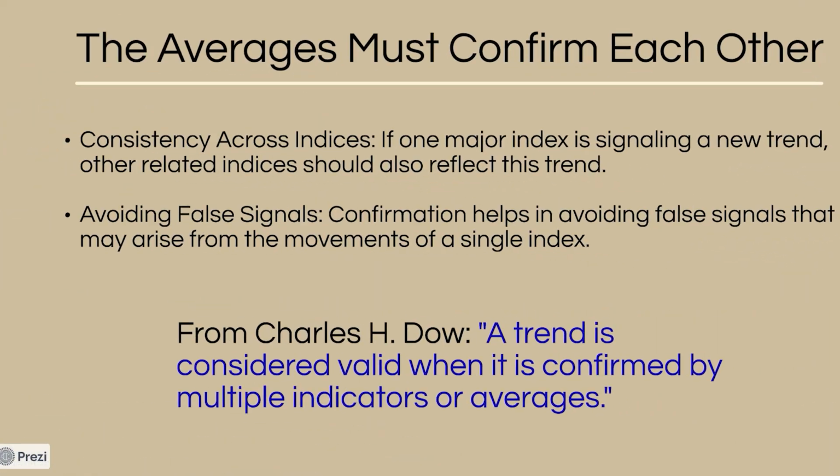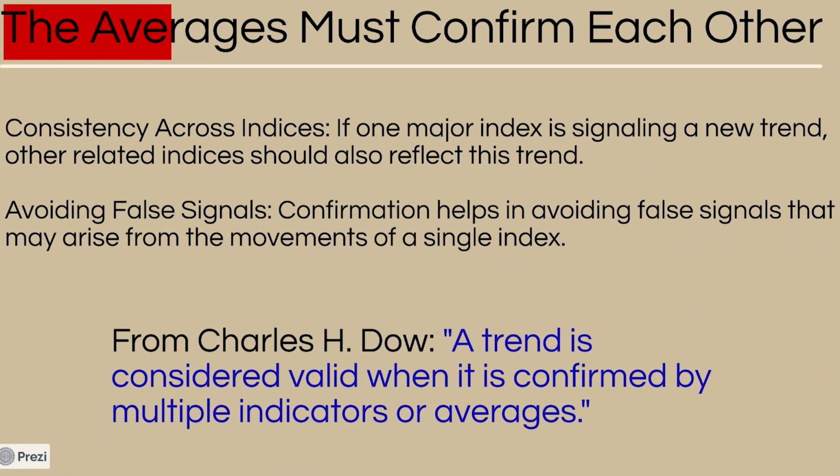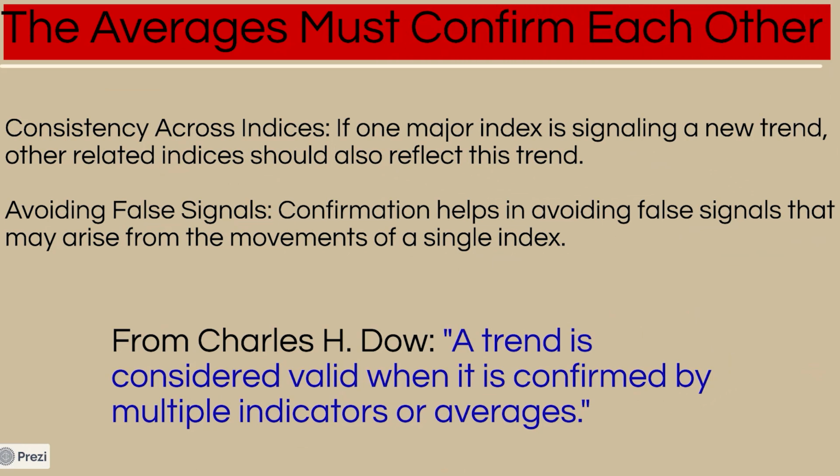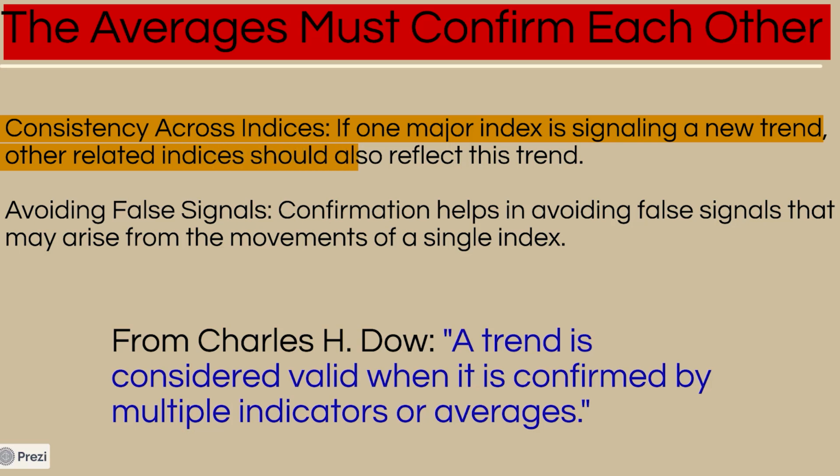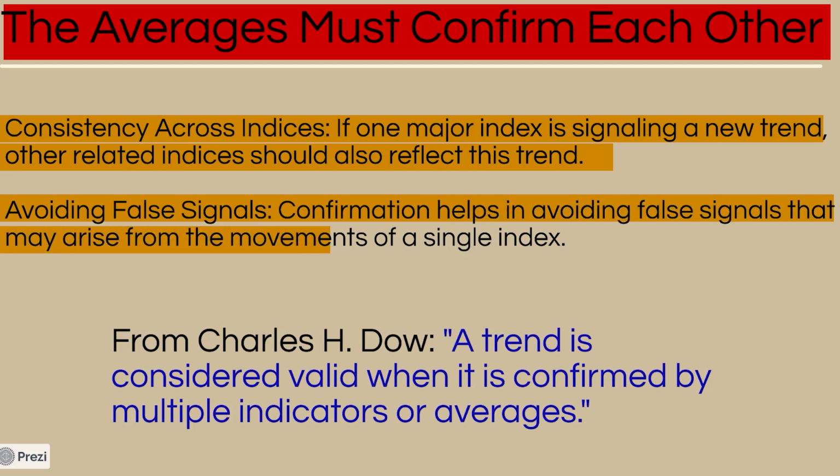But now another tenet within the Dow theory is that averages must confirm each other. Now, he goes on to state how consistency across indices is important, right? If one major index is signaling a new trend, other related indices should also reflect this trend. And this helps avoid false signals, where confirmation helps in avoiding false signals that may arise from the movements of just one single index.